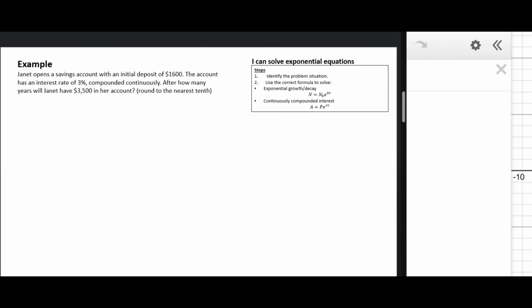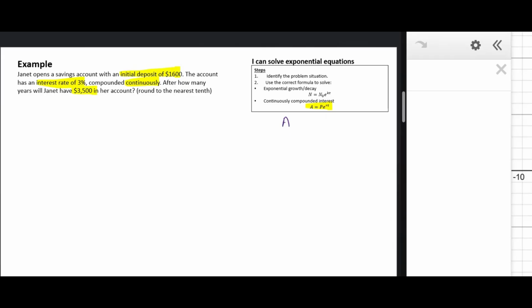It says Janet opens a savings account with an initial deposit of $1,600. The account has an interest rate of 3% compounded continuously. After how many years will Janet have $3,500 in her account? The key word here is continuously. So that means we're going to be using the continuously compounded interest formula, which is A equals Pe to the rt. So we're told the initial deposit is 1600, the interest rate is 3%, and we want to know after how many years she'll have $3,500 in her account.